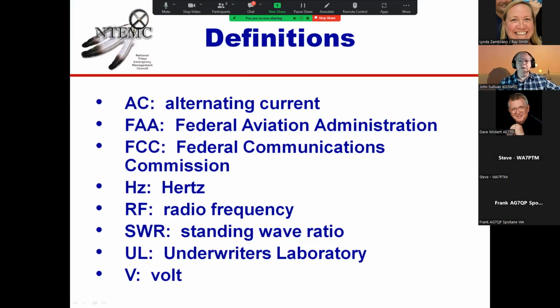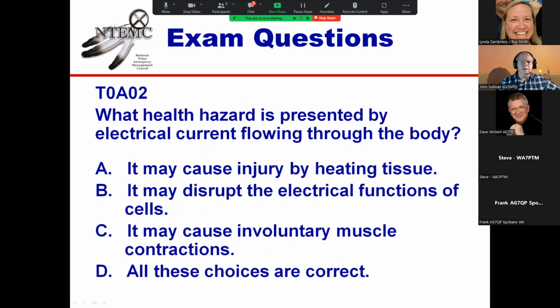All right, so let's take a look at some quick definitions here that will come up during these topics. They're pretty straightforward. Alternating current, FAA, Federal Aviation Administration, FCC, Federal Communications Commission. Hz is hertz, seen that before. RF, radio frequency. SWR, standing wave ratio. UL is the Underwriters Laboratories, and of course, V for volts.